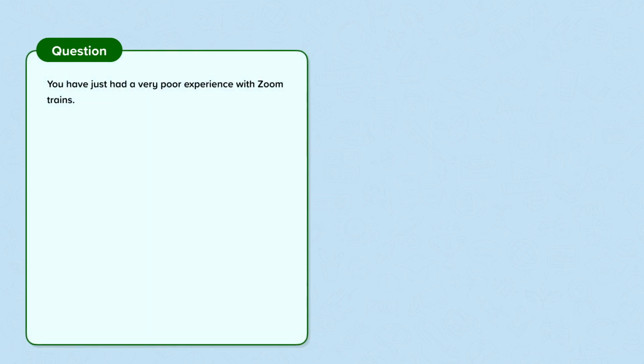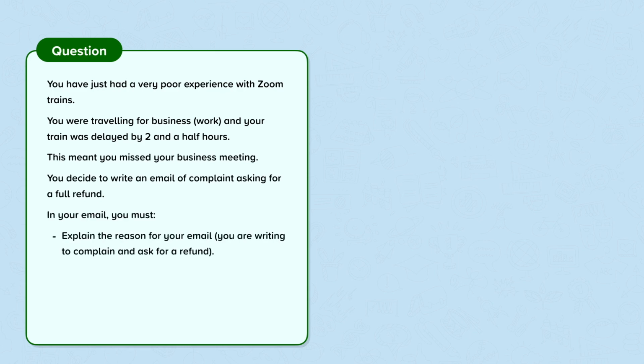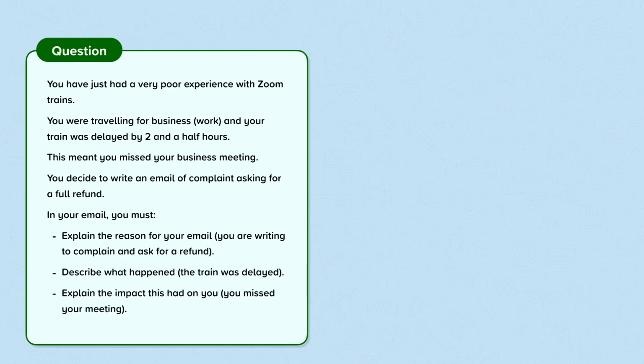It says, "You've just had a very poor experience with the Zoom trains. You were travelling for business or work, and your train was delayed by 2.5 hours. This meant you missed your business meeting. You decide to write an email of complaint asking for a full refund. In your email, you must explain the reason for your email, you're writing to complain and ask for a refund, describe what happened, the train was delayed, and explain the impact this had on you, you missed your meeting."